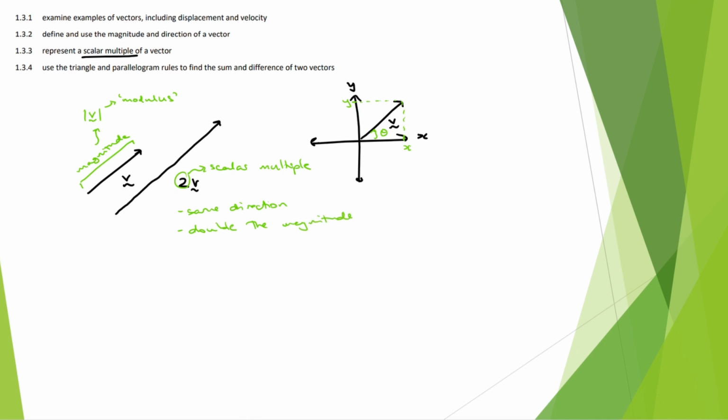This is the main difference. So the magnitude is equal to 2 times the magnitude of the initial vector. Okay, we can also deal with half of the length. In this case, this is 1/2 v, and this will have the same direction and half the magnitude.